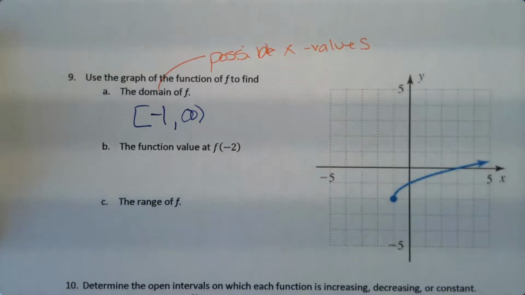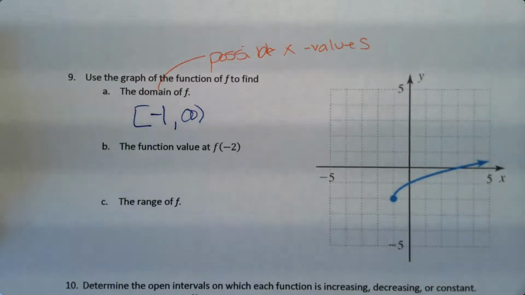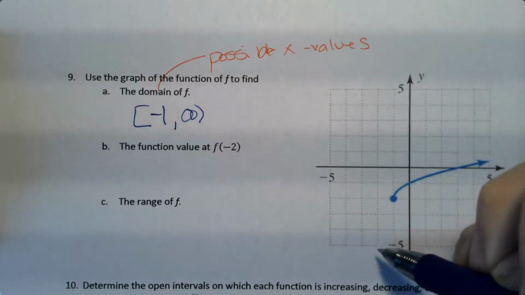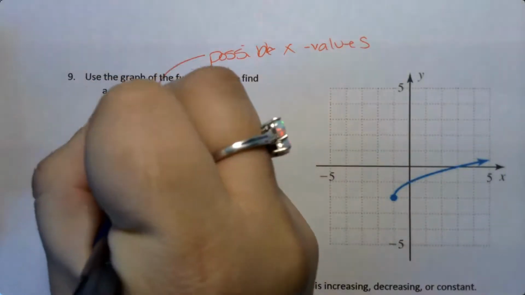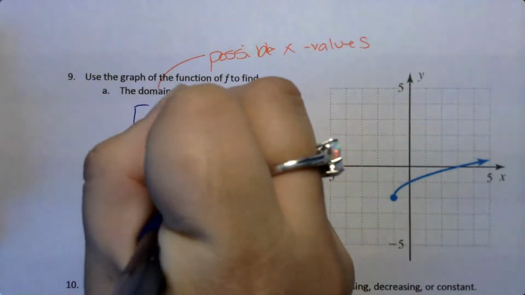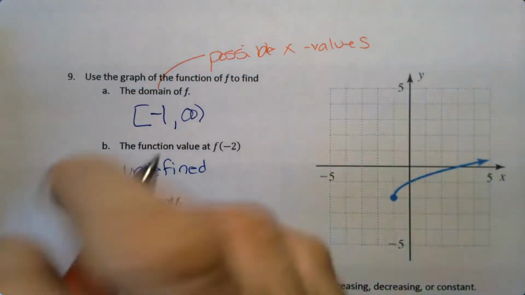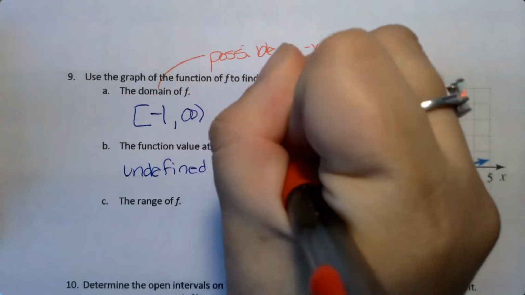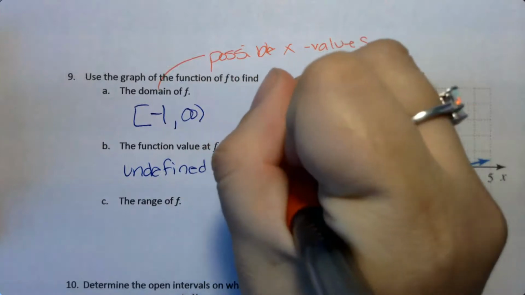B is asking me to find the function at -2. At -2, the function doesn't exist, so this is undefined. Remember, when it's asking me this, it's saying x equals -2. What is y?